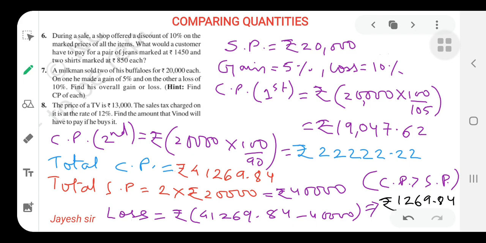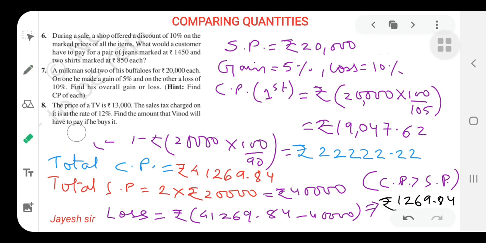So what we have done, first we have calculated the cost price of both the buffaloes. For the first buffalo the cost price is 19,047.62, and for the second one it is 22,222.22. Then we have found the total cost price of both the buffaloes, and then the total selling price of both. By comparing cost price and selling price, we came to know that cost price is more than selling price. When the cost price is more than selling price, we are clear that we will incur a loss. So that's why we have found that the loss is equal to rupees 1269.84. I hope you all might be getting it.